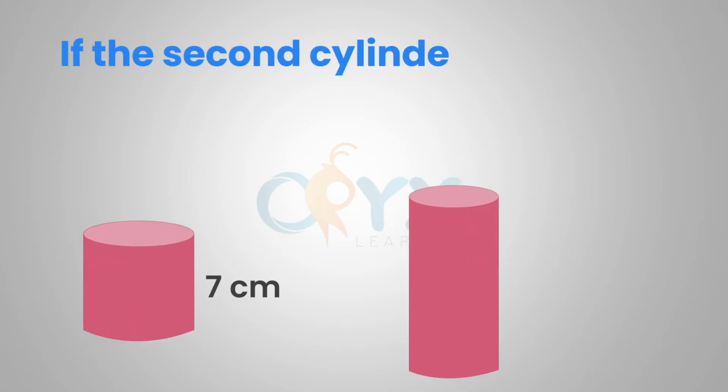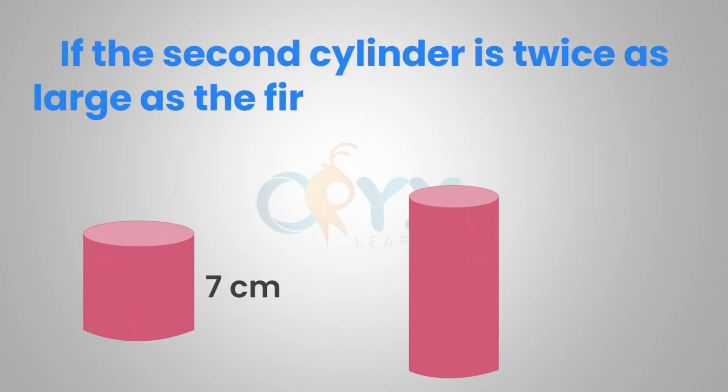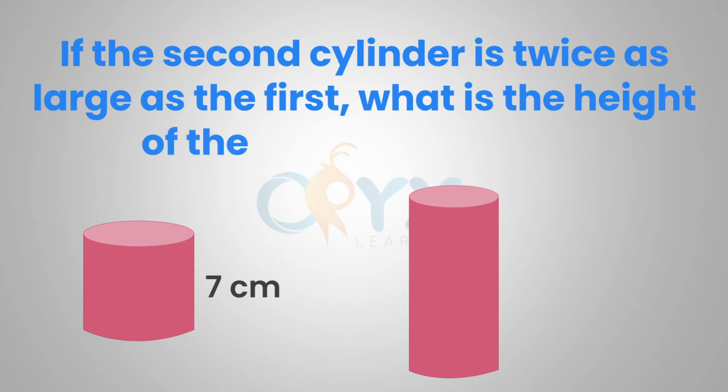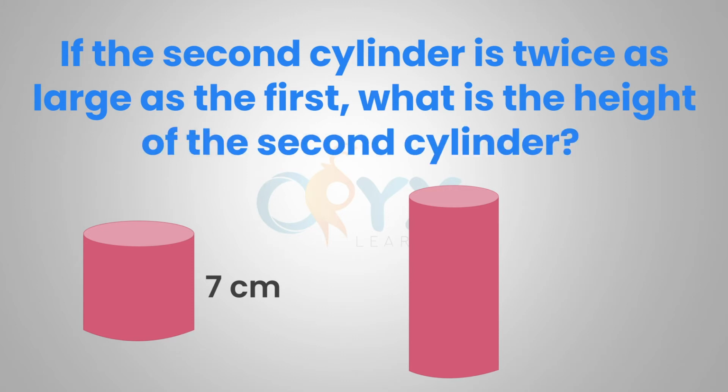If the second cylinder is twice as large as the first, what is the height of the second cylinder? If the original height is 7, and the height of the larger cylinder is twice as large as the first, then the height of the second cylinder is 7 times 2, or 14. So 14 centimeters is the height of the second cylinder.